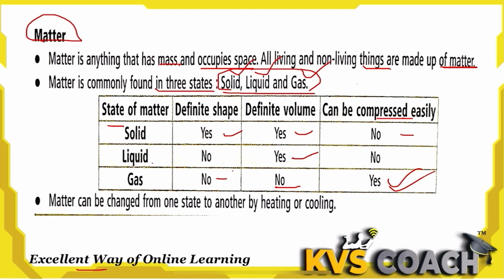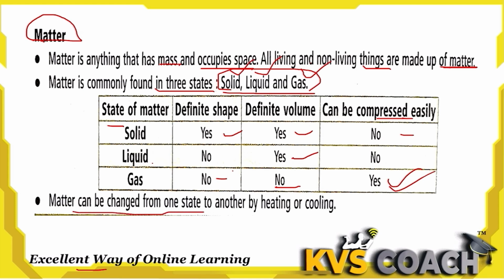A gas can occupy a whole room, and the same mass of gas can occupy one bottle also. So it can be compressed easily because gaseous molecules have so much space between them. When we compress it, the space between them decreases and they come near each other. So we can compress it easily.